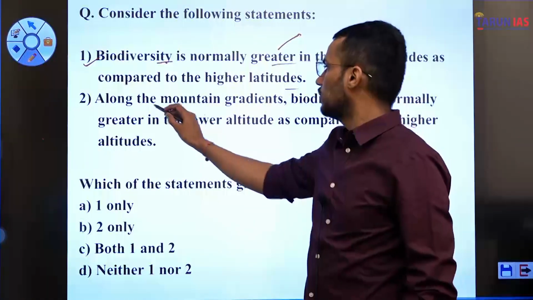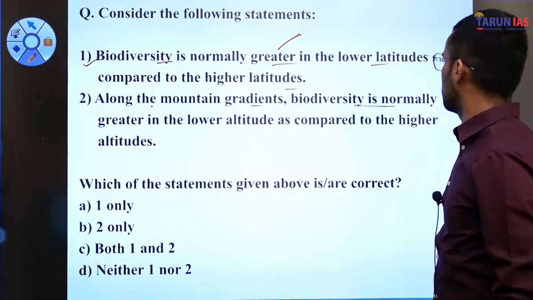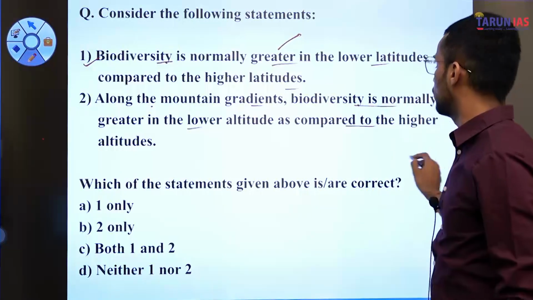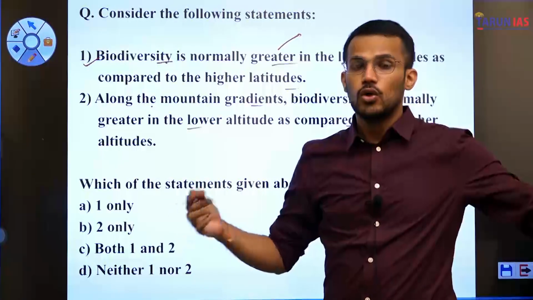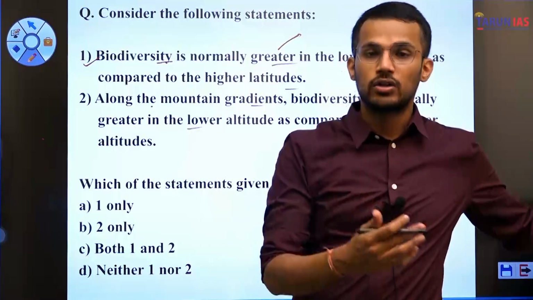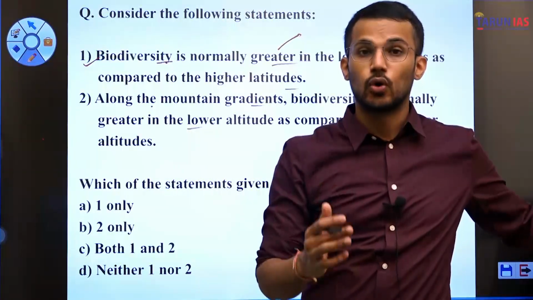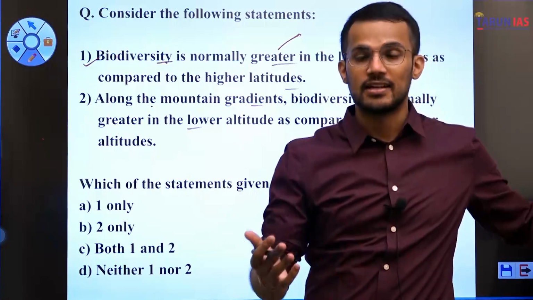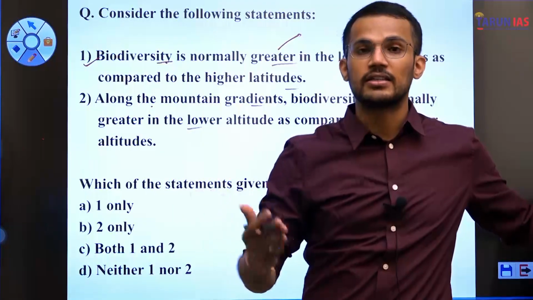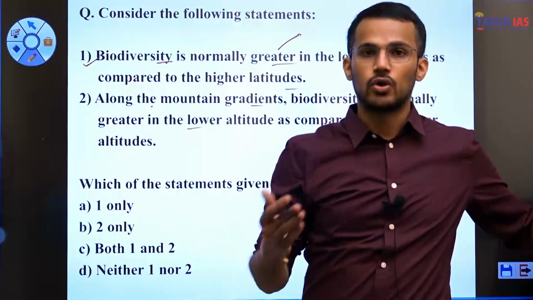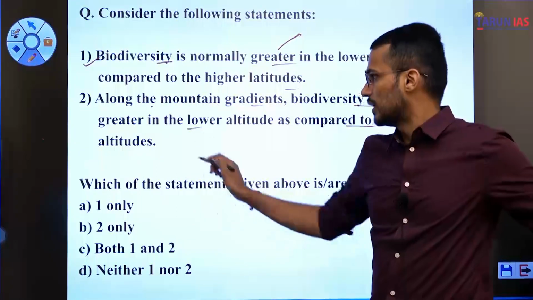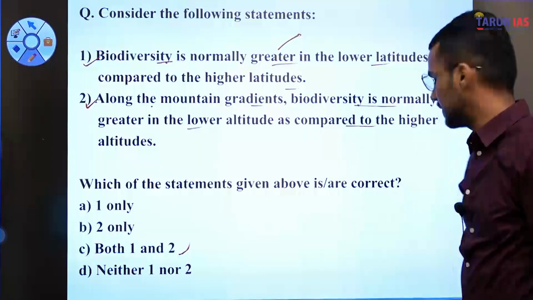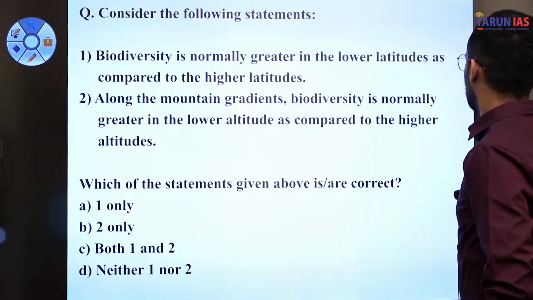Second is, along the mountain gradients, biodiversity is normally greater in the lower altitudes as compared to higher altitudes. Again, lower altitudes have favorable conditions for the growth of life, as there is availability of rainfall and sunlight, which is not available at the higher altitudes of the mountain gradient. And that's why even this statement is correct, and hence the answer is C, both 1 and 2.